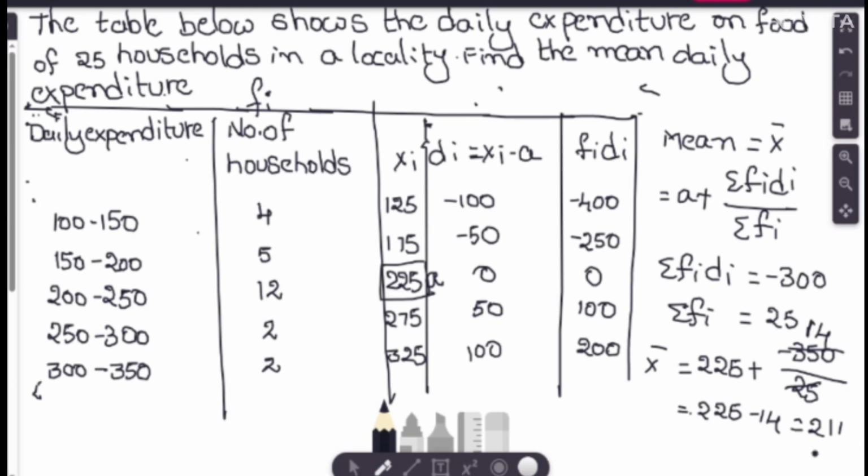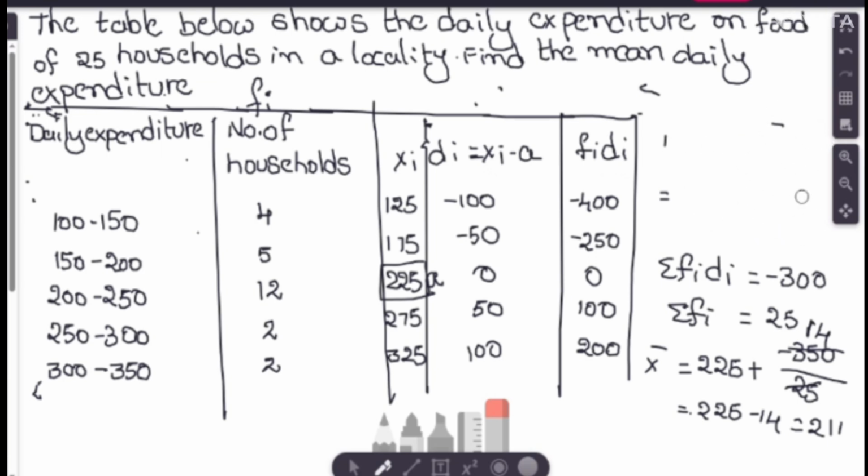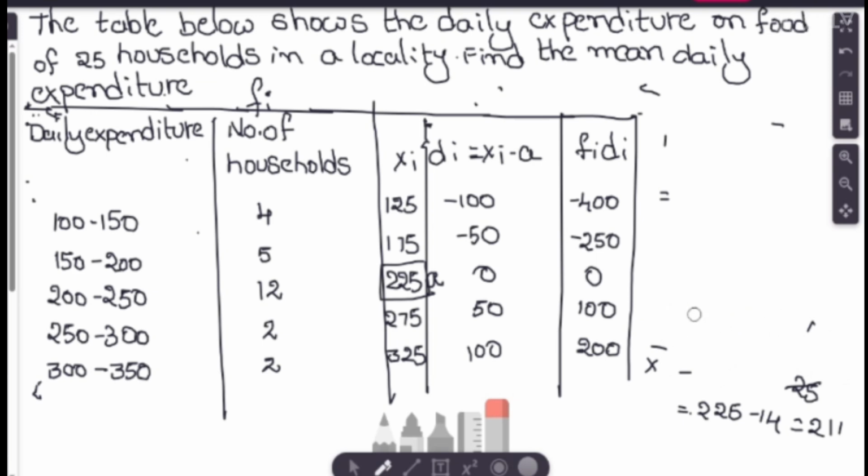Now this is the assumed mean method. In this way we have to find the mean by using the assumed mean method. For that we have to find the di column and then the fi into di column. Next one is the step deviation method. For the same data, I am explaining how to do the step deviation method. How to find the mean by the step deviation method, see here how to do it.